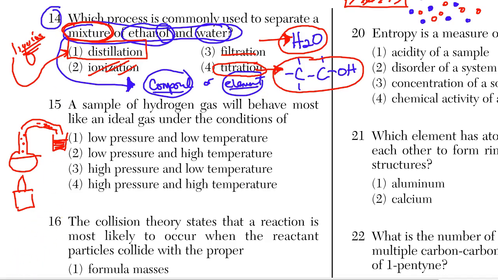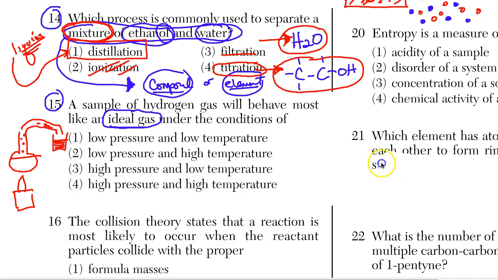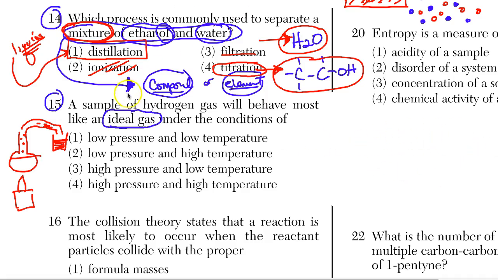So 14 is 1. So number 15: a sample of hydrogen gas will behave most like an ideal gas under the conditions of, well, all right, when I think of an ideal gas, I think of the 4 requirements to be an ideal gas. And I try to always think about this in terms of the ideal student. Now, I know they're not asking for these 4 things, but if you understand what an ideal gas is, this is an easy question. So what are the 4 things?